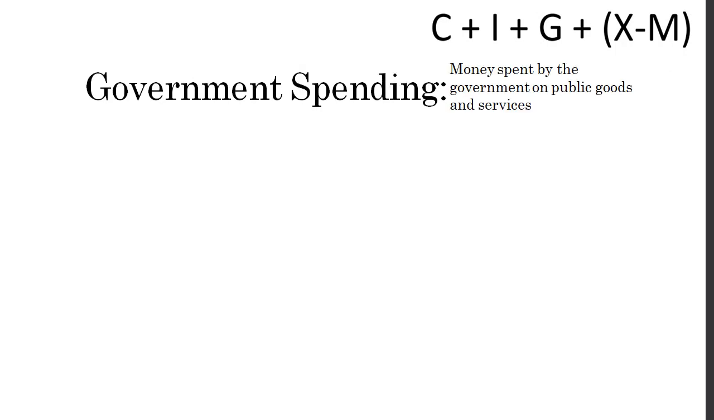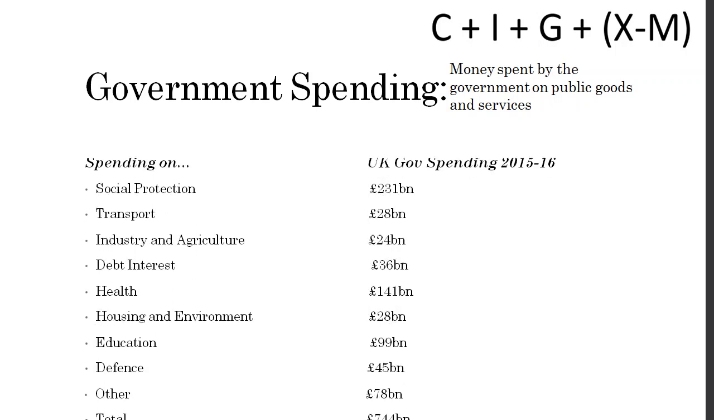Now we'll look at government spending. This is money spent by the government on public goods and services, such as education, healthcare, and national defense. We aren't going to cover the things that influence government spending and taxation just yet, because this comes under fiscal policy, which we'll cover later in the year. However, we are going to look at the different things that the government might spend money on.